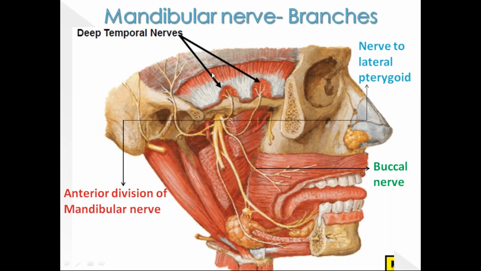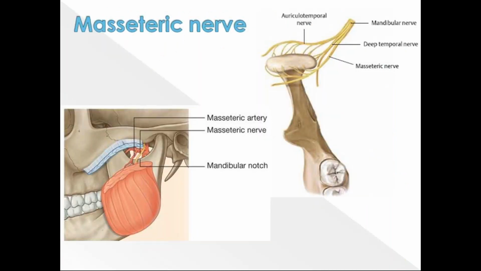The next nerve which is left from the anterior division is the masseteric nerve. So you can see the masseteric nerve. It passes laterally above the lateral pterygoid muscle. You know that this is the pterygoid fovea where the lateral pterygoid muscle is attached. So you can see from the anterior division, it runs downwards and laterally above the lateral pterygoid muscle, in front of the temporomandibular joint.